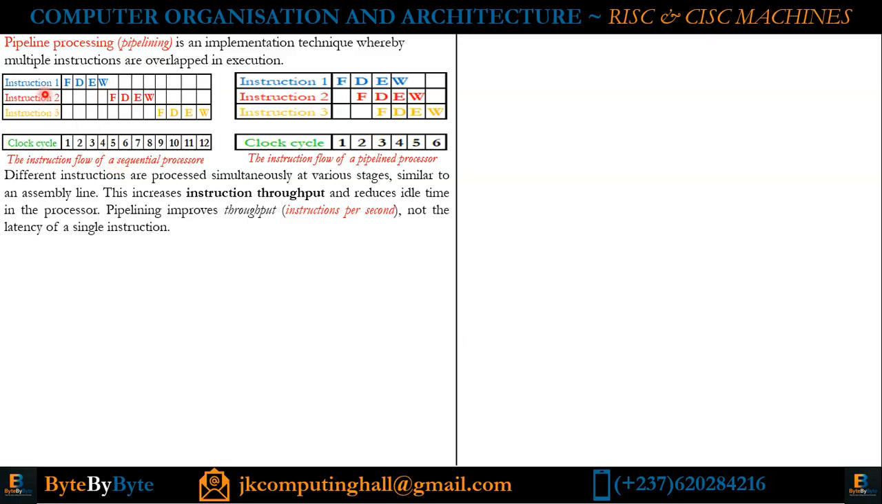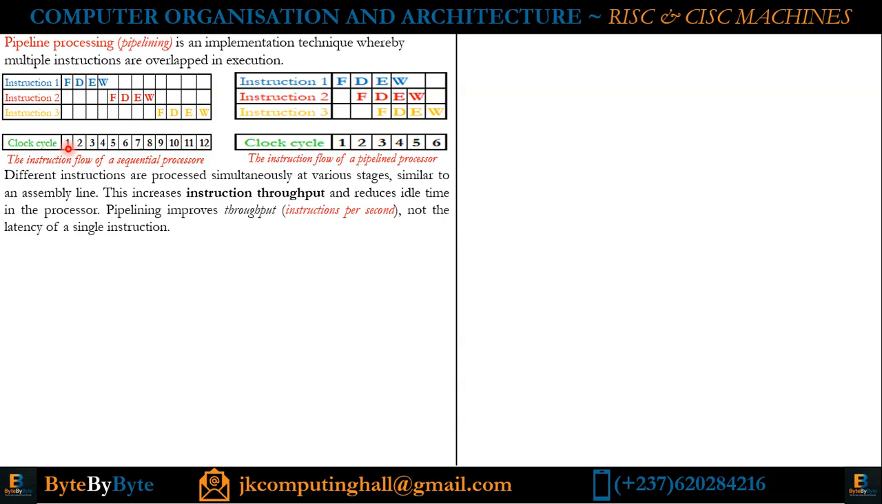At this level, I have 3 instructions. When I take 3 divided by 12, it gives me 1 quarter. Whereas here, when I take 3 instructions divided by 6, it gives me half. So the throughput has increased because half is above 1 quarter. So this increases the instruction throughput and reduces idle time in the processor, as you can see.